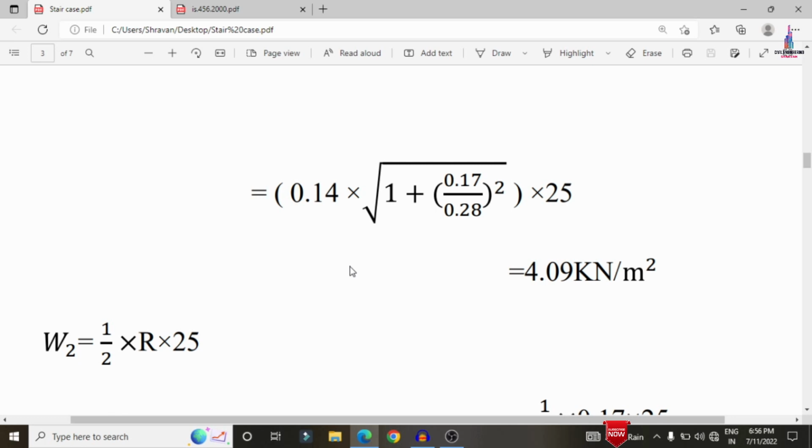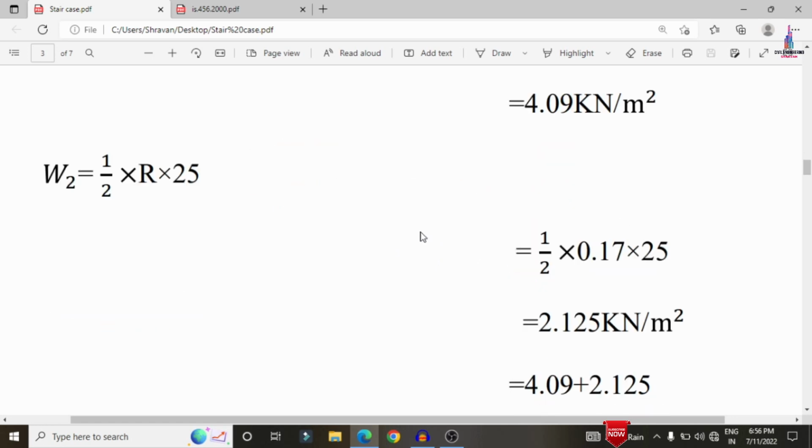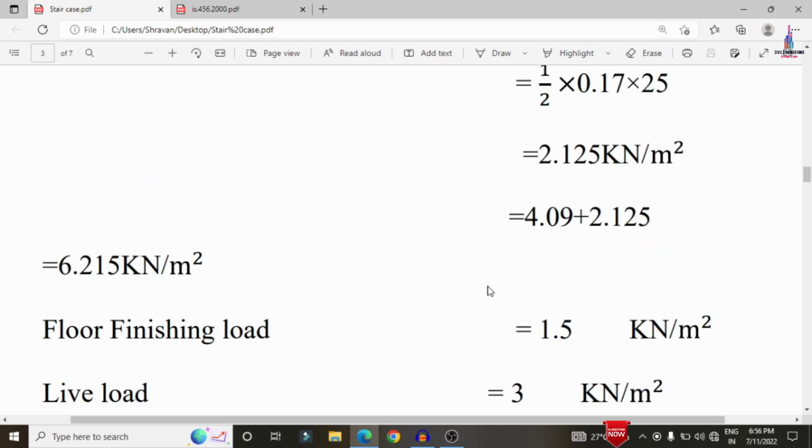Again we have to calculate W2, which is equal to 1/2 of riser into 25. So 1/2 of 0.17 into 25 gives the value 2.125 kilonewton per meter square. If you add W1 plus W2, it is 4.09 plus 2.125, which is equal to 6.215 kilonewton per meter square. This is the total summation of the value for the respective slab.